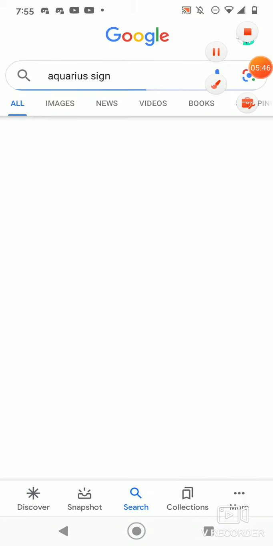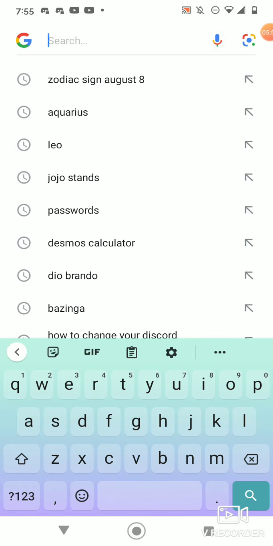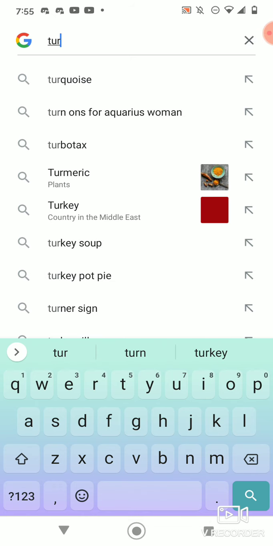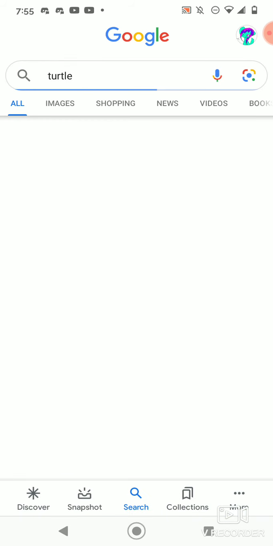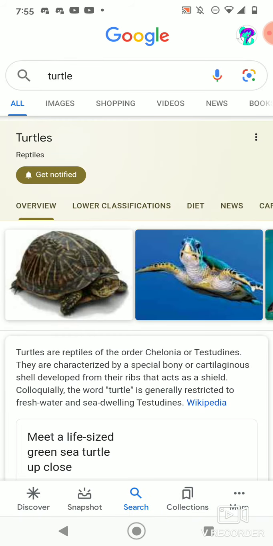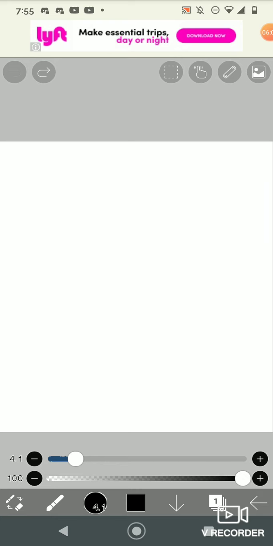Or, your favorite animal can also fit what you like. Like, if you like, I don't know, turtles, then your stand could be like a turtle or something. Anything you want. Anything. So, yeah. Cool. Another thing is color.